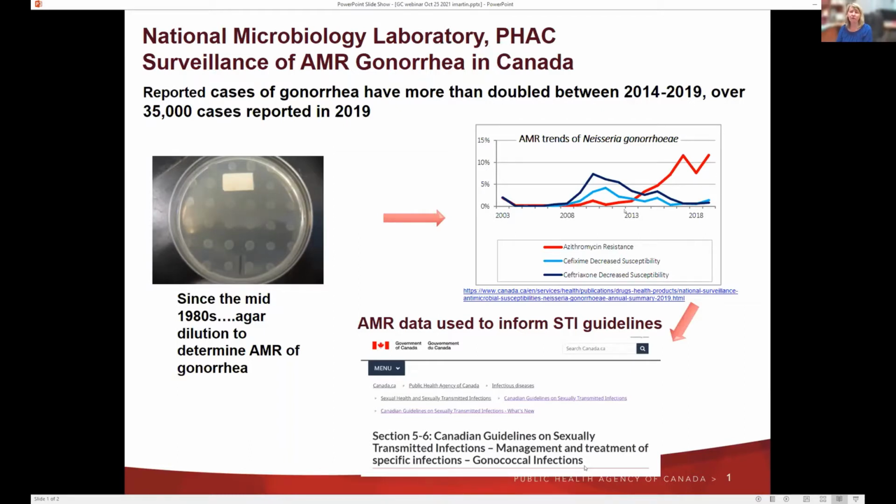Of course, all of our AMR data is used to determine the STI treatment guidelines. We share the data with the Canadian STI treatment guideline group, and they ensure that the recommended treatments are always up to date.